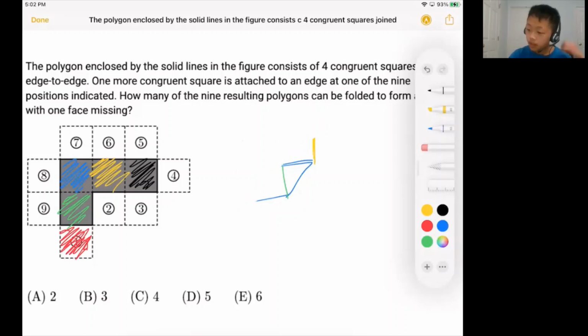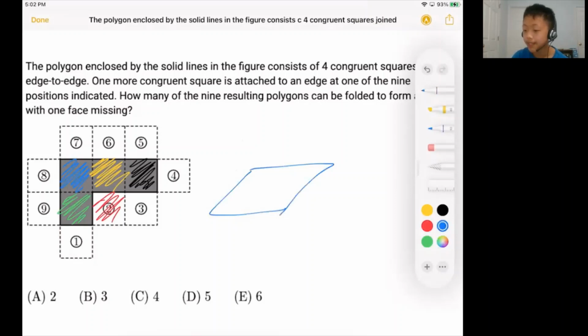So we can repeat this process, right? Now let's take a look at square 2. If we were to fold square 2, this also doesn't really work, because if you just imagine it, right? If you fold it again, we're going to have a blue base, and then we fold the green face up like that.